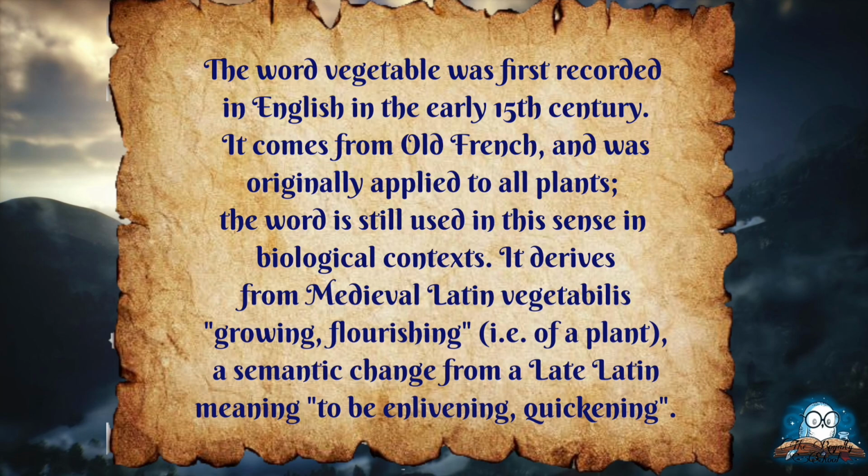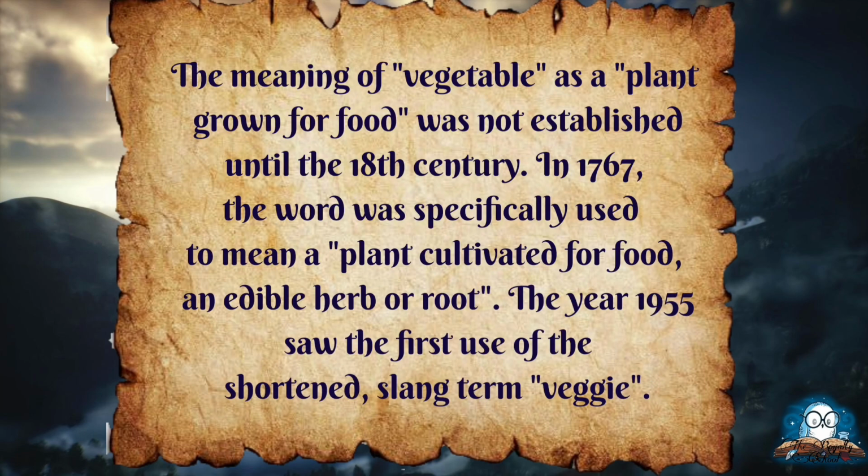It derives from medieval Latin vegetabilis, growing, flourishing, i.e. of a plant, a semantic change from a late Latin meaning to be enlivening, quickening. The meaning of vegetable as a plant grown for food was not established until the 18th century. In 1767, the word was specifically used to mean a plant cultivated for food, an edible herb or root. The year 1955 saw the first use of the shortened, slang term veggie.